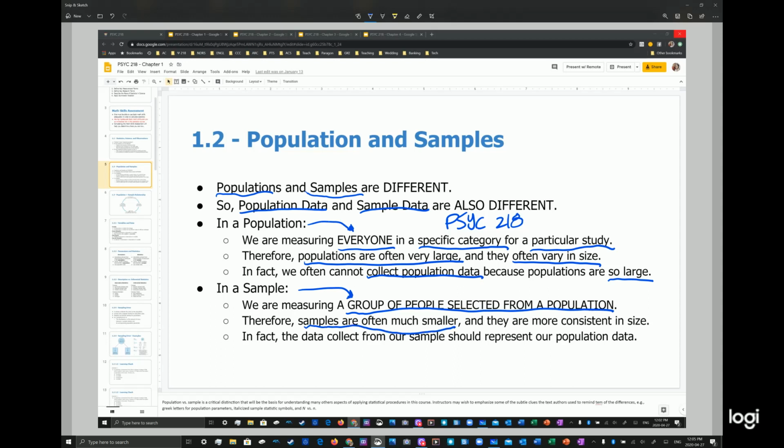The sample sizes are much smaller, again, in your tens or hundreds or even thousands, but they are much smaller than the population as a whole. And because we're using samples and we want to be consistent, the sample size is going to be the same each time, or at least we try to do that. Therefore, it's more consistent. Remember, because we're grabbing the sample from the population, our sample data, when it's collected well using random sampling and we grab a sufficiently large number, it should represent our population data at least.